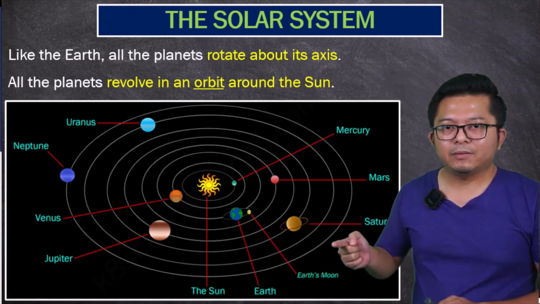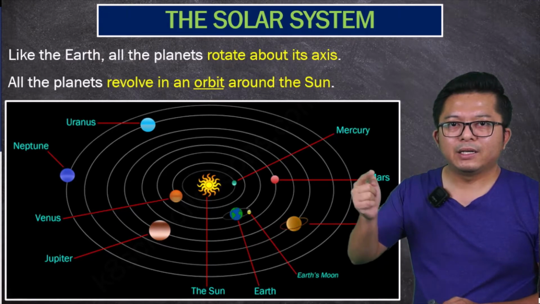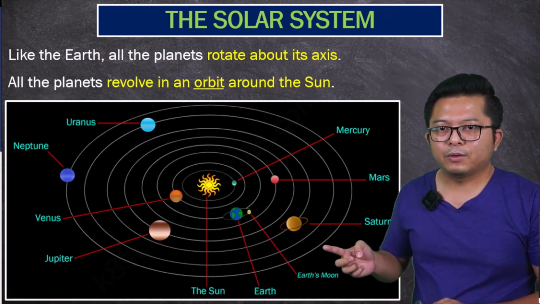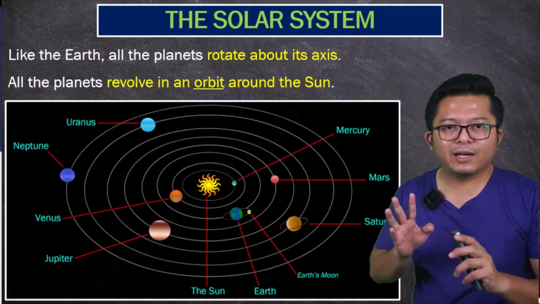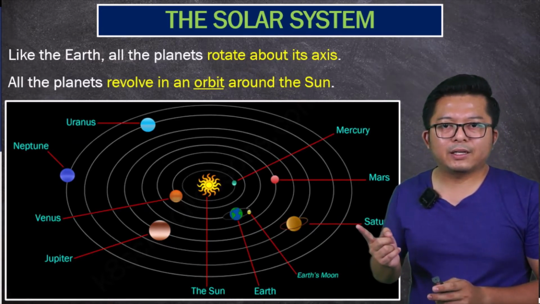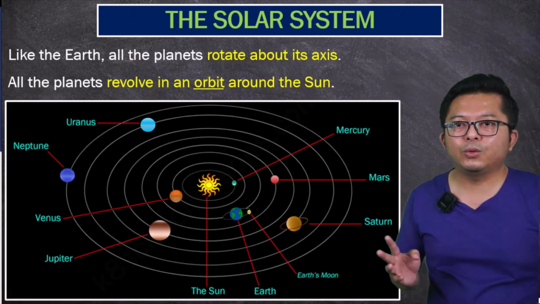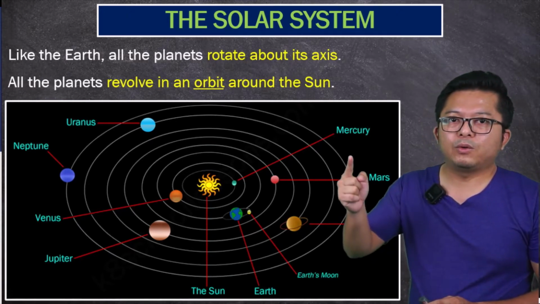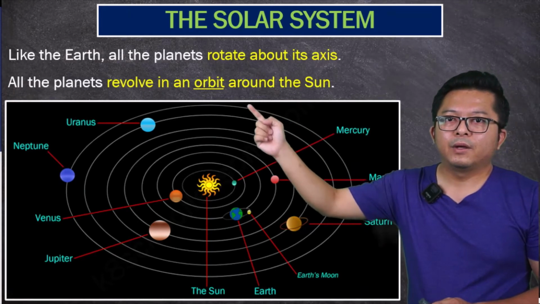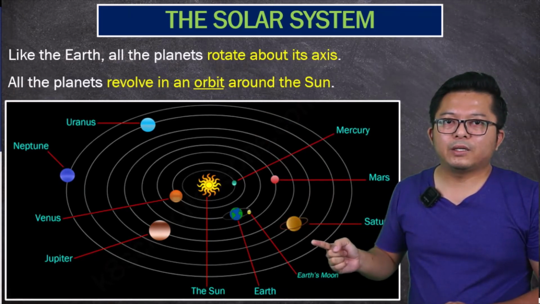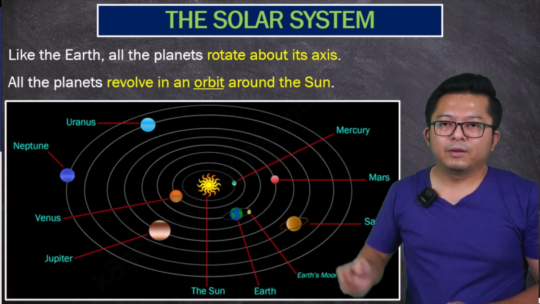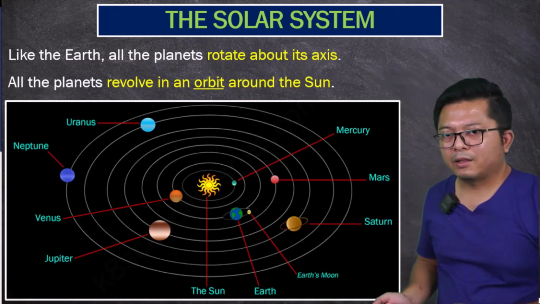So this line, like we have learned, is called the orbit for Neptune. There's no line actually, like this, but it's just to show you where Neptune revolves. So Neptune would revolve here, and Uranus would revolve around here. Okay, and I think you understand that.